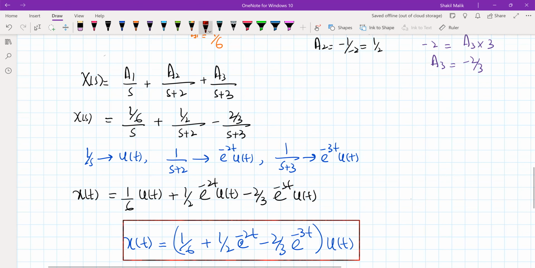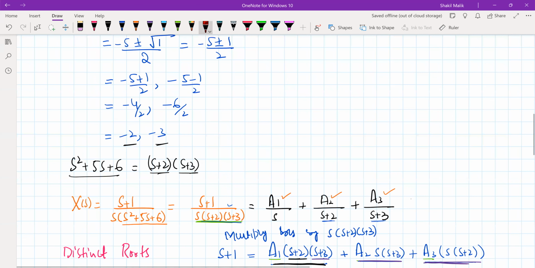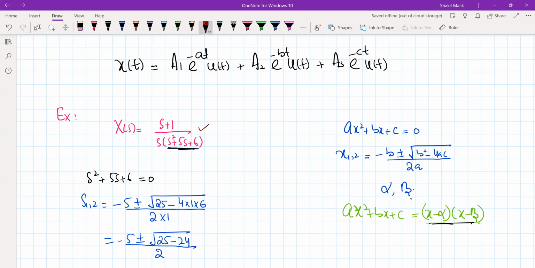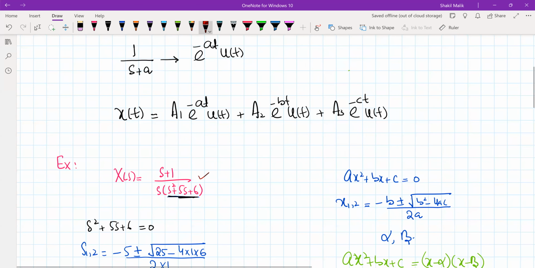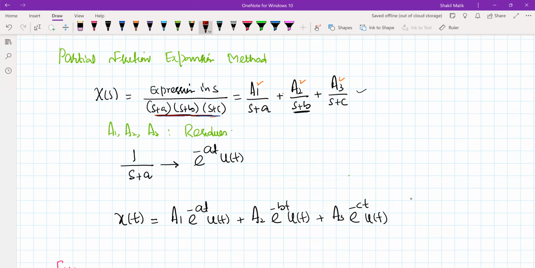So what we had was a term which is like this. So in short, what we do, we express it as a product of these terms like s plus a, s plus b, and s plus c. Then we write the partial fraction expansion of that X of s. And to write the inverse Laplace transform, it becomes very easy. So we can write the inverse Laplace transform very easily, right? So this was the first case.